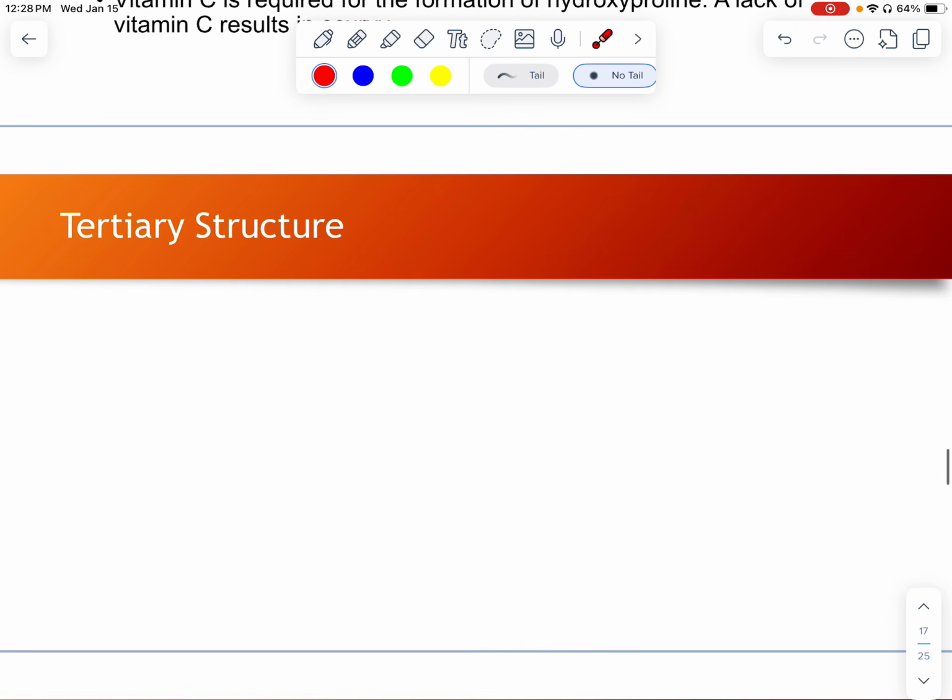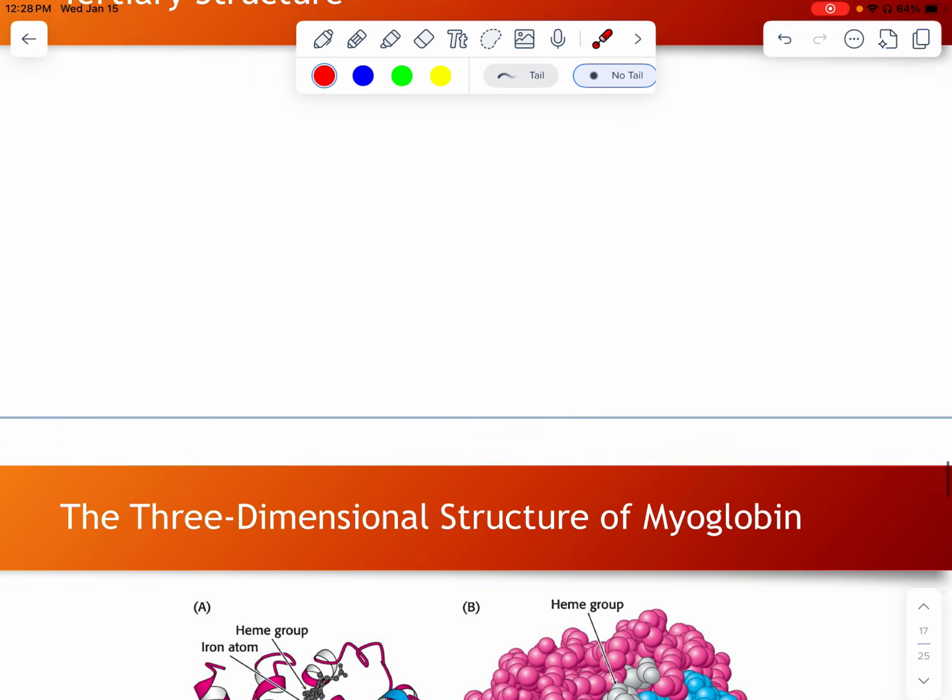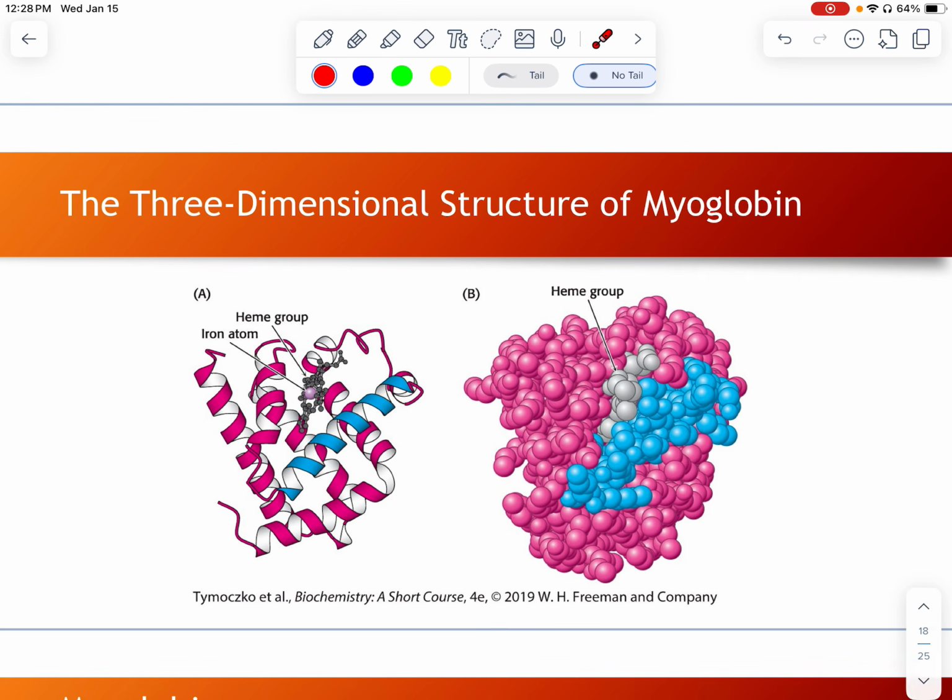All right, onward, tertiary structure. Now for fibrous proteins, we really just talk about primary and secondary structure. But once we get to globular proteins, we're going to need to talk about tertiary structure, which is how the protein folds up on itself. A great example is myoglobin, which we looked at earlier. So we've got our ribbon drawing and we've got our space filling model. We see we have all these alpha helices, but they've got to be able to wrap around. They fold around. There's very little empty space in a globular protein. These things wrap around on themselves.